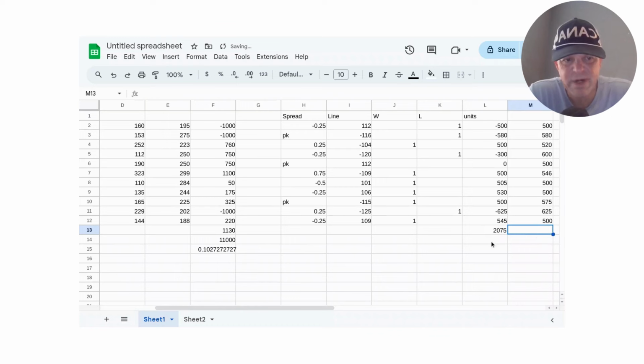This would be more, obviously, but I don't know if those are exact numbers, in essence, that's what it is. So instead of paying $11,000 here, we could just play $1,000 a side, end up making $2,075, investing the same amount. It's a lot of ways to look at it.